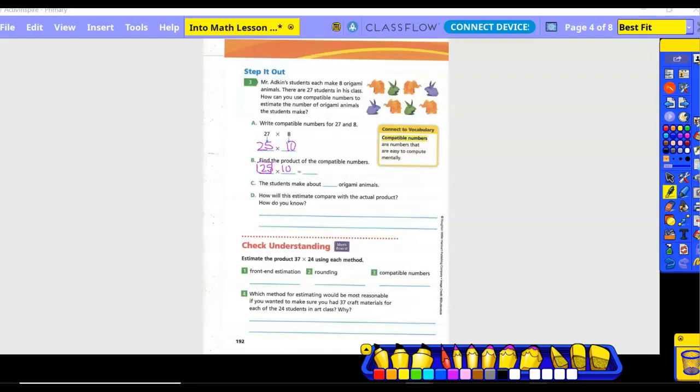So we could do 25 times 10. Put 25 in our box, 1 in our box. 1 times 25 is 25, and add a 0. So the students make about 250 origami animals. So how will this estimate compare to the actual product? Will it be more or less?